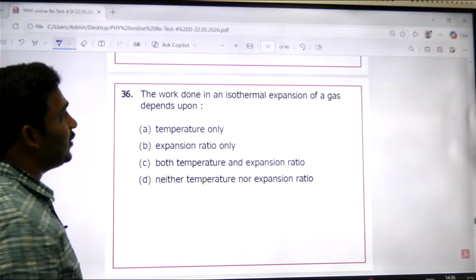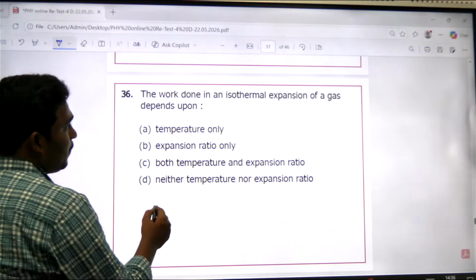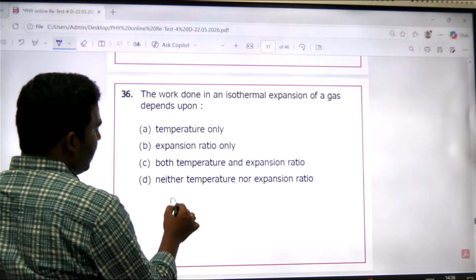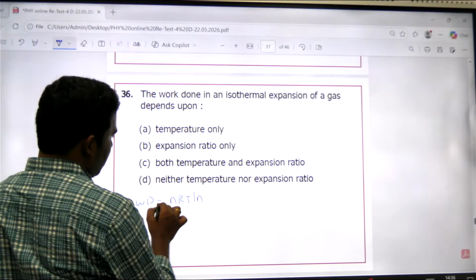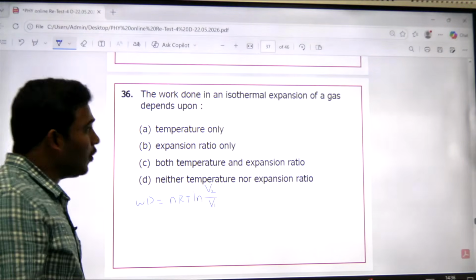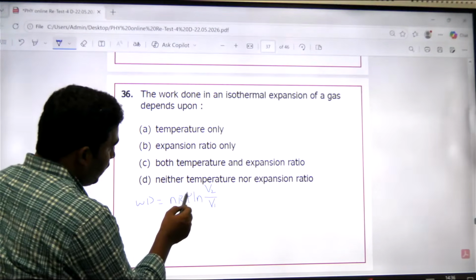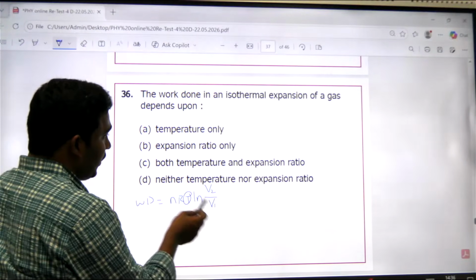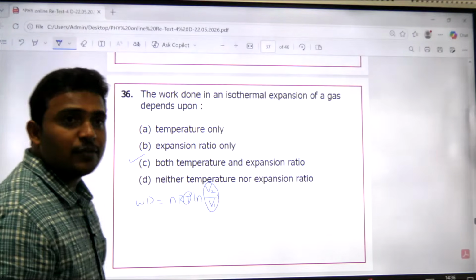See your question number 36. The work done in the isothermal expansion of the gas depends upon. What is the work done in an isothermal process? Can I say it is n into RT into ln V2 by V1, if I am not wrong? Yes, it is V2 by V1. It depends upon the temperature. It also depends on the expansion ratio. So it depends both on the temperature and the expansion ratio.